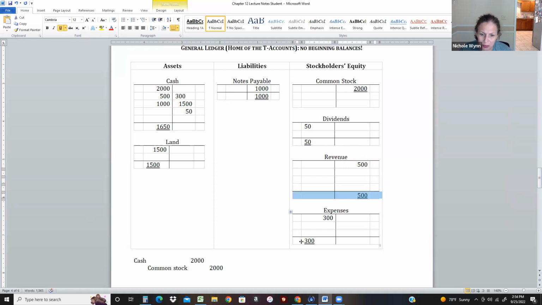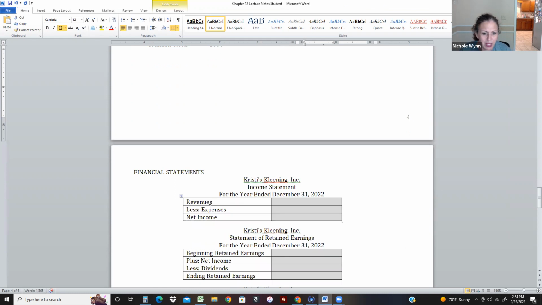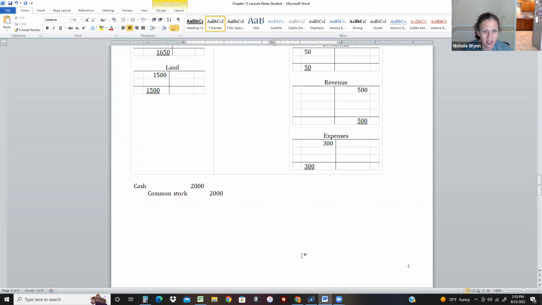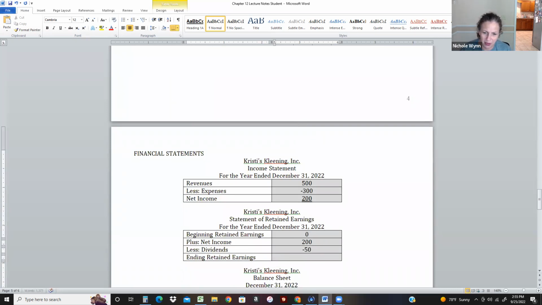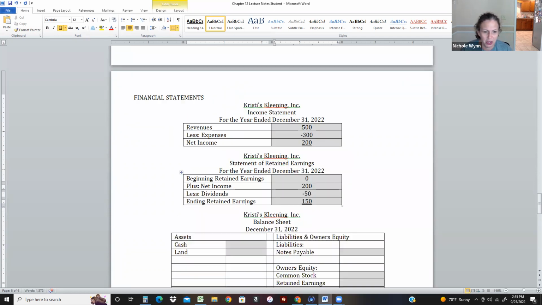But what I want to do now is go on to the income statement. I'm going to do revenues minus expenses is net income. So revenues were 500 and expenses were 300. So my net income is 200. This was a brand new business this year, so the beginning retained earnings starts at 0. The net income, I just found it. The dividend was $50. So I'll do minus 50 to get $150 for ending retained earnings.